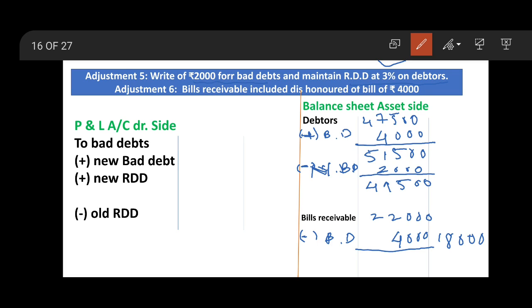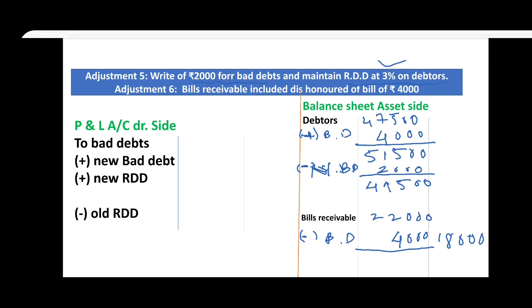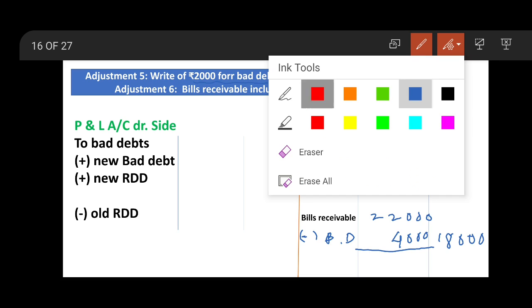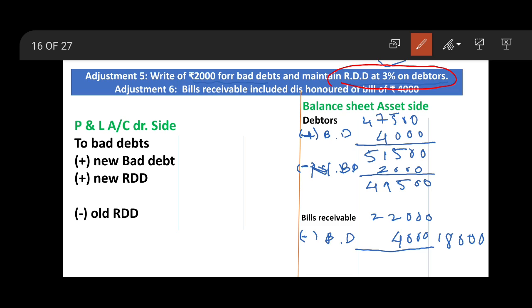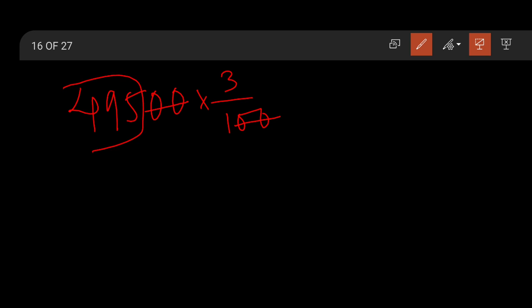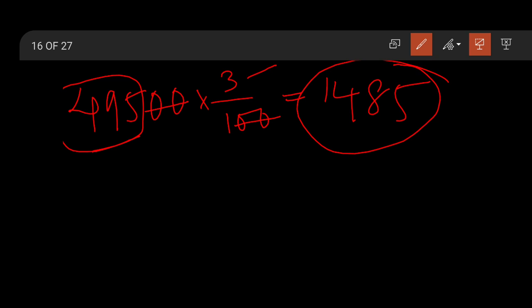Again, RDD 3% on debtors. Now, how much did we get as debtors? We got 49,500 as debtors. So, 49,500 at 3%. It is written here, RDD 3% on debtors. Therefore, on this amount 49,500 we will calculate 3%. 49,500's 3%, again two zeros cancel. 495 into 3, you will get 1485. This is our new RDD.